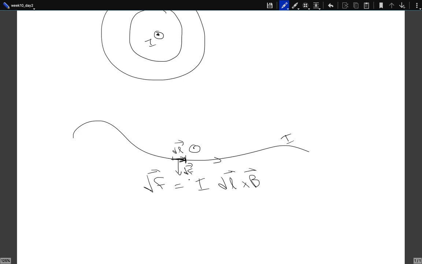Any questions on how to use the right-hand rule to obtain the direction of the force? Any other questions?